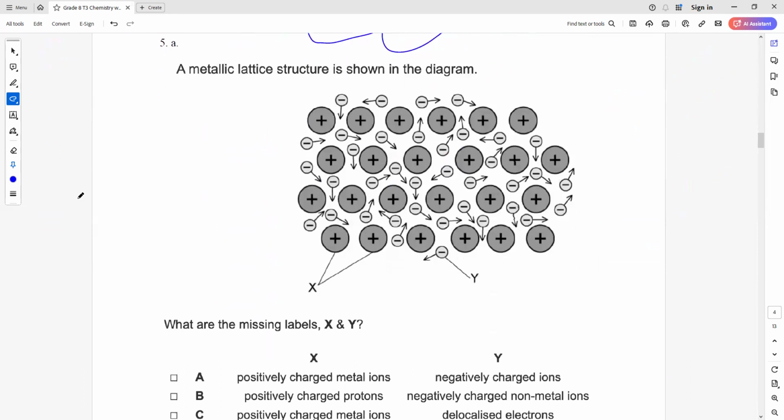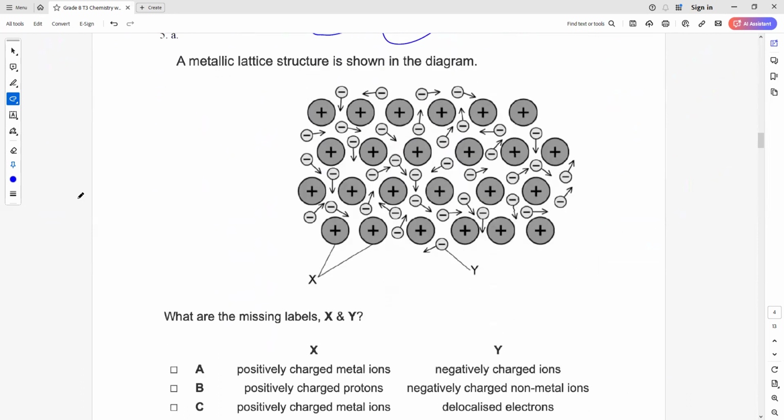Now here, a metallic lattice structure is shown in the diagram. Yes, this is called the sea of electrons or ocean of electrons, right? These are delocalized electrons, and these positive ions are called metal ions. For example, let's say if we have sodium, now Na+ will be there.